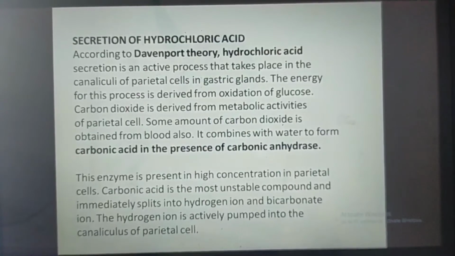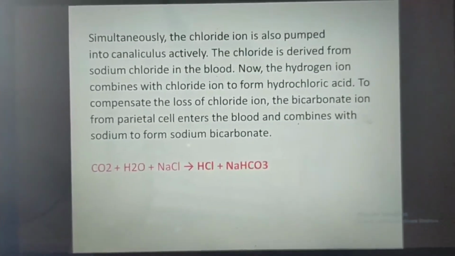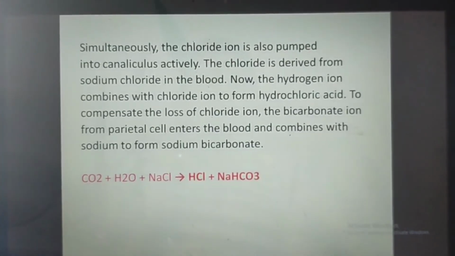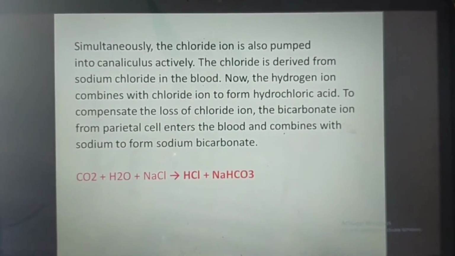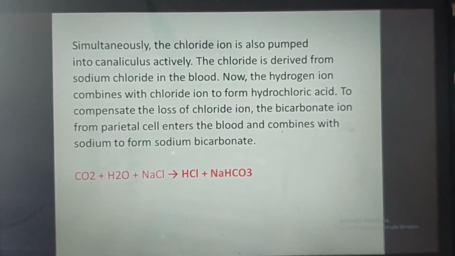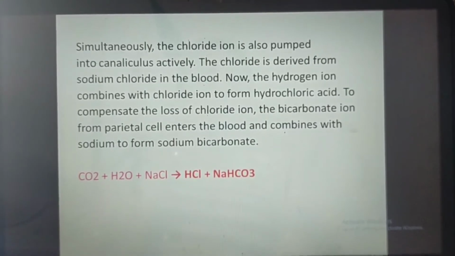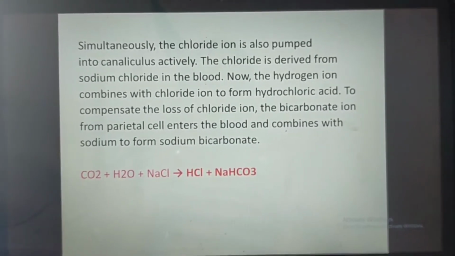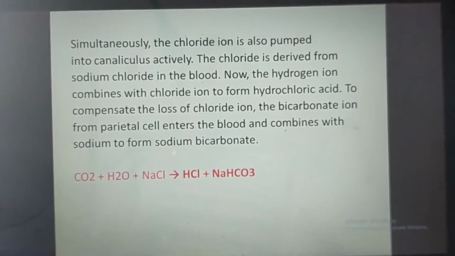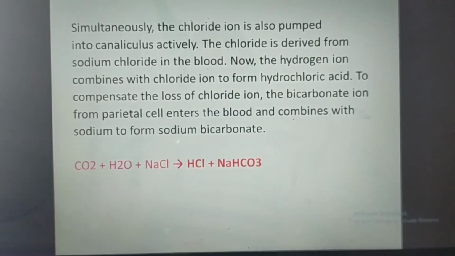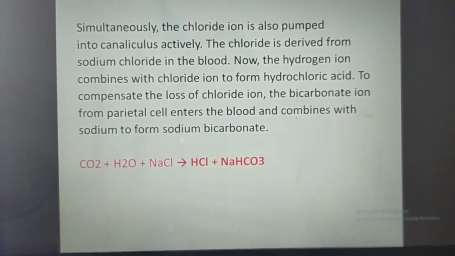The hydrogen ion is actively pumped into the canaliculus of the parietal cell. Simultaneously, the chloride ion is also pumped into the canaliculus actively. The chloride is derived from sodium chloride in the blood. Now the hydrogen ion combines with chloride ion to form hydrochloric acid. To compensate the loss of chloride ion, the bicarbonate ion from parietal cells enters the blood and combines with sodium to form sodium bicarbonate.